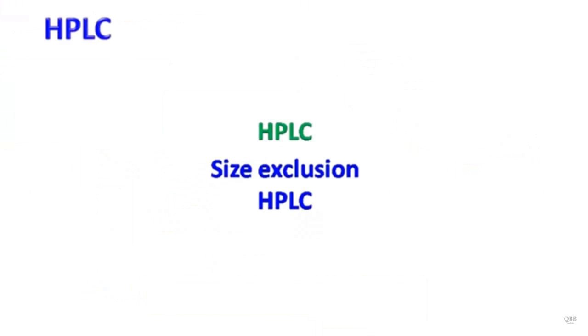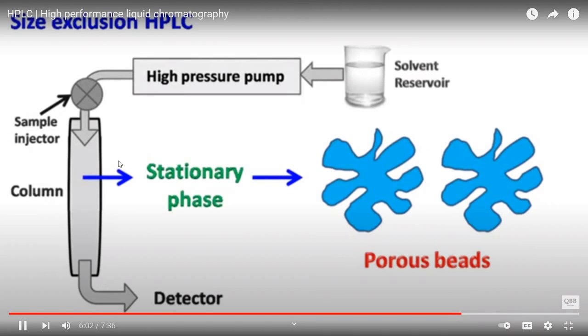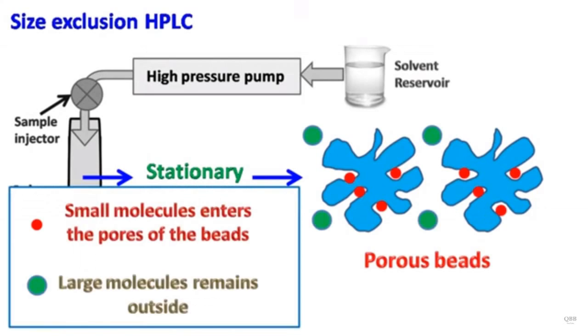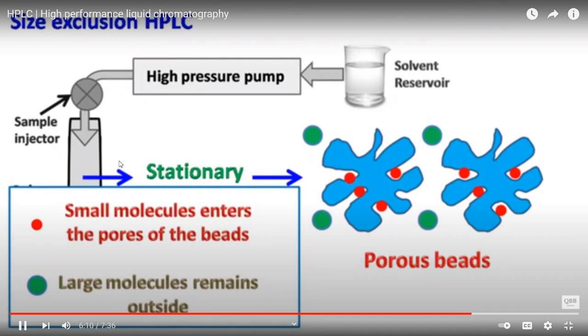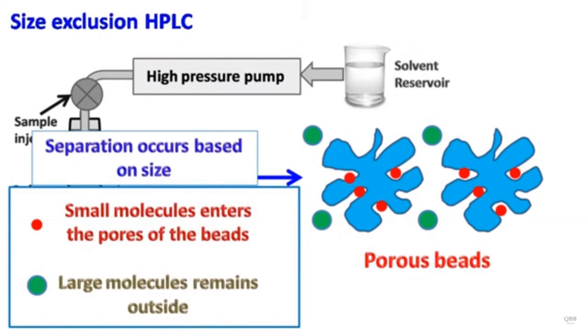Size exclusion HPLC. This method is based on size exclusion chromatography or gel permeation chromatography. In this method, the stationary phase particles are porous. As a result, small molecules get inside the pores and take a long time to move, while the large molecules easily pass down the column. Hence, separation occurs based on the molecular size.